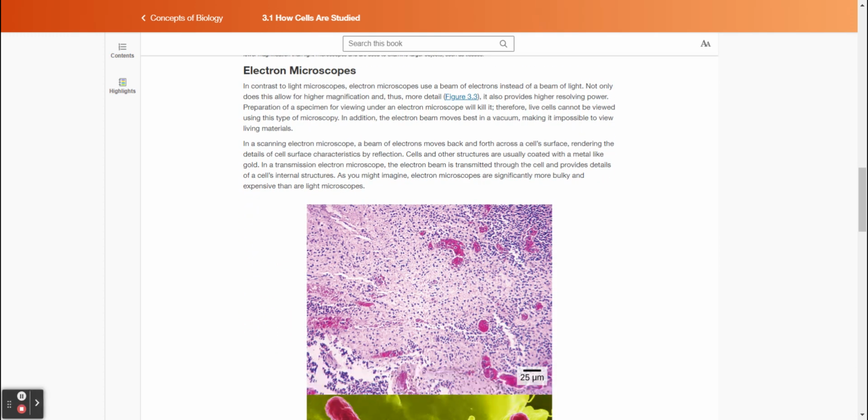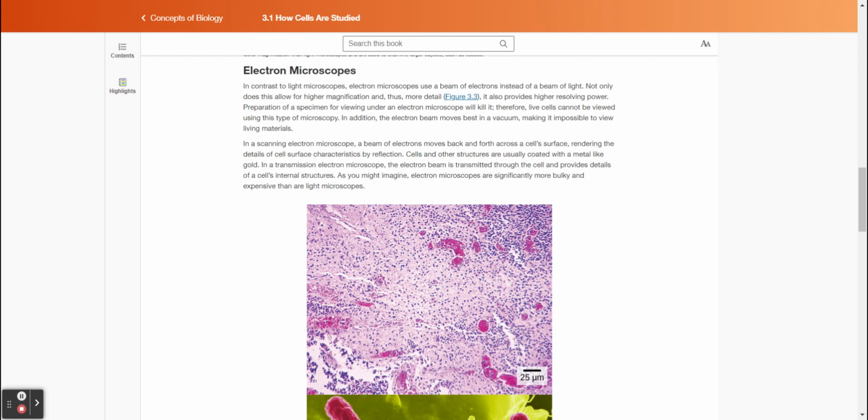Electron microscopes. In contrast to light microscopes, electron microscopes use a beam of electrons instead of a beam of light. Not only does this allow for higher magnification and thus more detail, it also provides higher resolving power. Preparation of a specimen for viewing under an electron microscope will kill it. Therefore, live cells cannot be viewed using this type of microscopy. In addition, the electron beam moves best in a vacuum, making it impossible to view living materials.